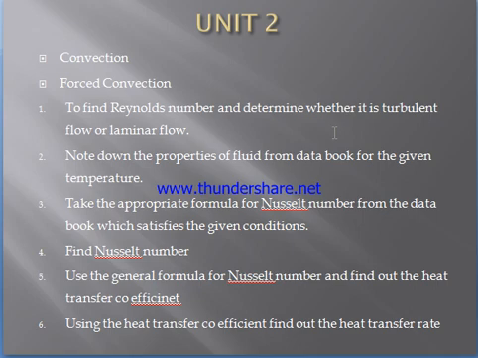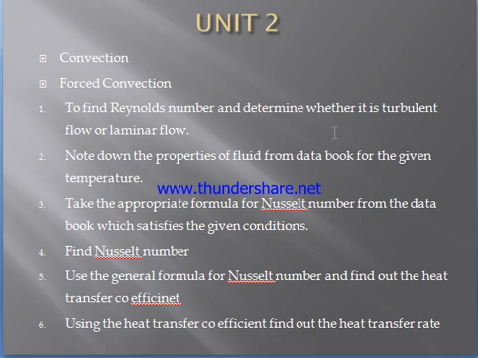Now we will be looking into the procedures. First we have to find out the Reynolds number and determine whether it is turbulent or laminar flow. The criteria varies with different cross sections. Generally, if the Reynolds number value is greater than 5 x 10^5, then it is turbulent flow, and if it is less than 5 x 10^5, then it is laminar flow. Then we have to note the properties of the fluid from the data book for the given fluid temperature. Then, according to the value of Reynolds number, we have to take the appropriate formula for Nusselt number that is given in the HMT data book.